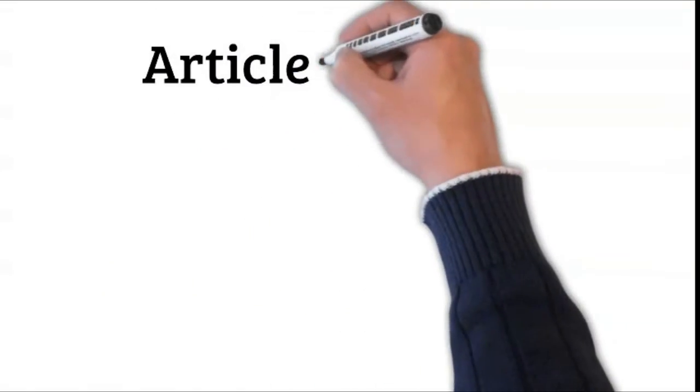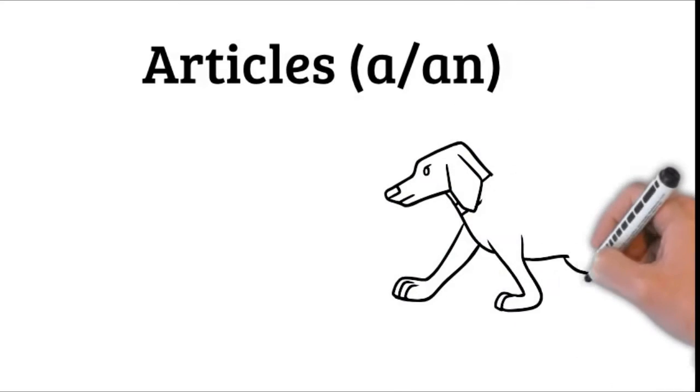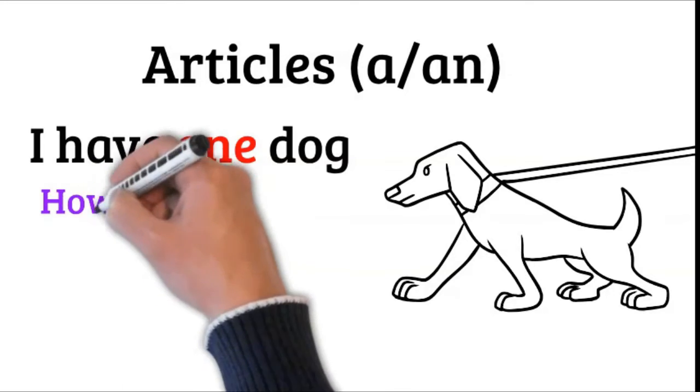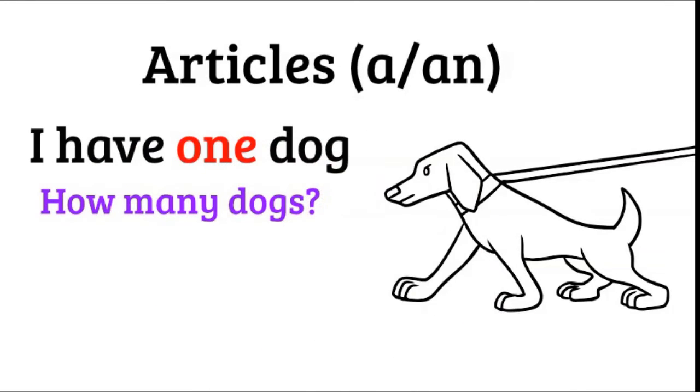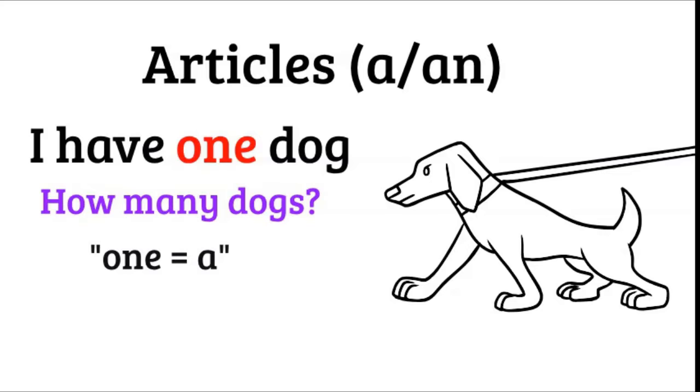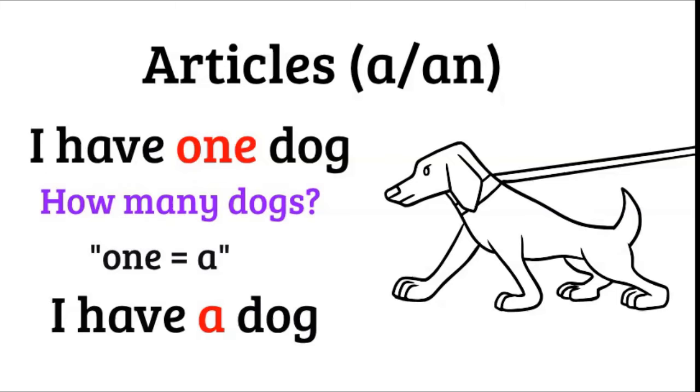Note that even articles behave as adjectives at times. For example, I have 1 dog. In this example, the word one is quantifying the noun dog. In other words, it answers the question, how many dogs? Here we replace one with the article a or an depending on the vowel sound. That is, I have a dog. Hence, even articles act as adjectives.